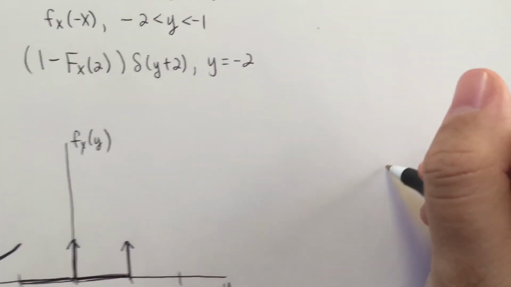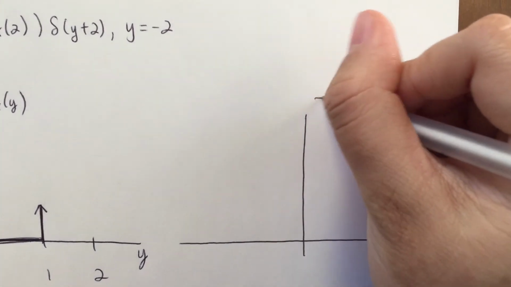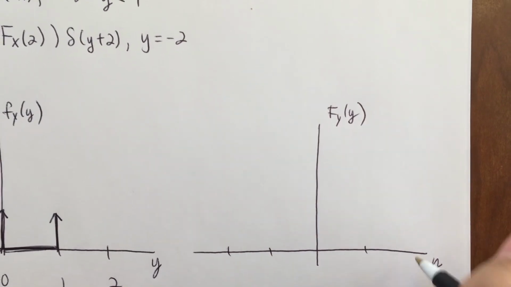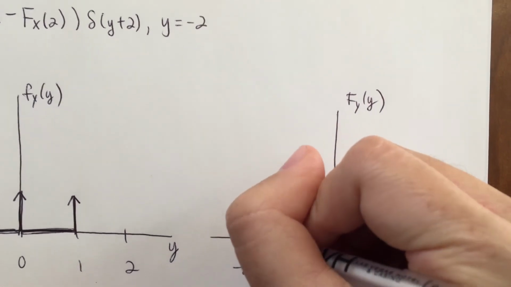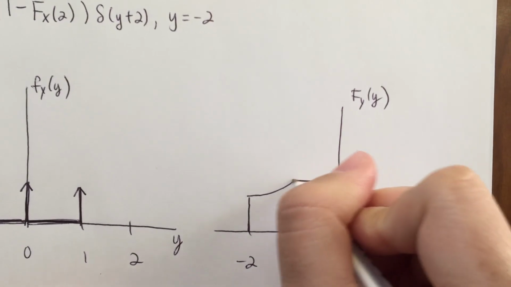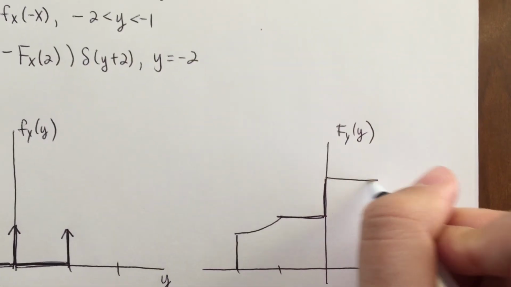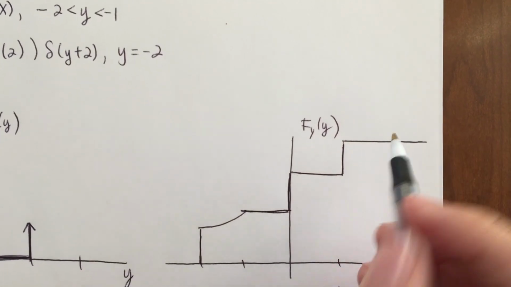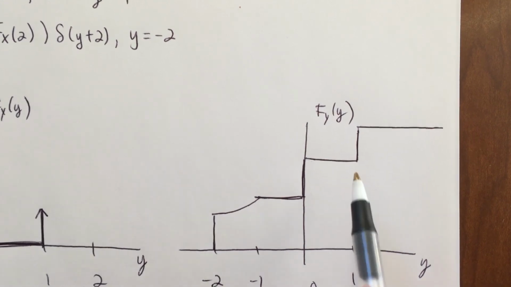So to draw the big F of y, you basically look at the small f of y, and so jump here, and then the curved function, then 0, and then another jump, and then 0, and another jump, and that's the same when it goes to infinity. So that's what it looks like.